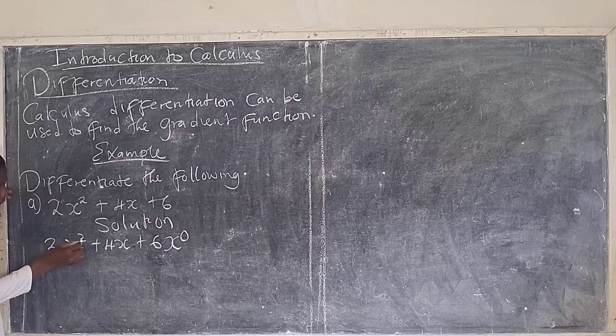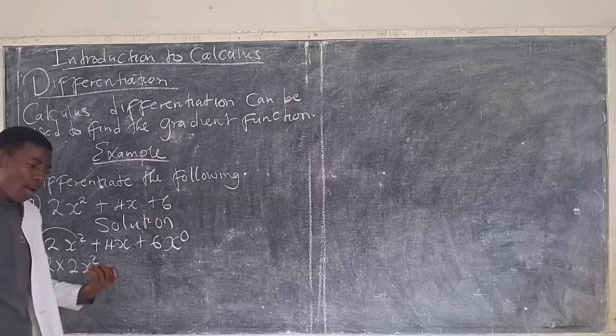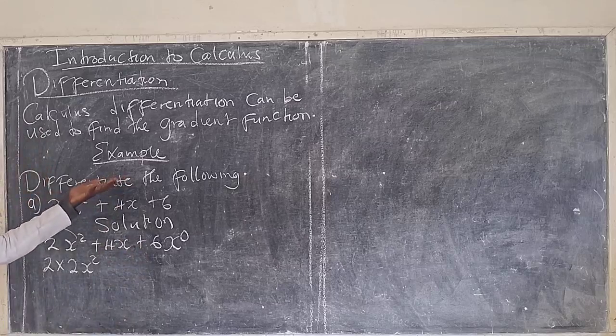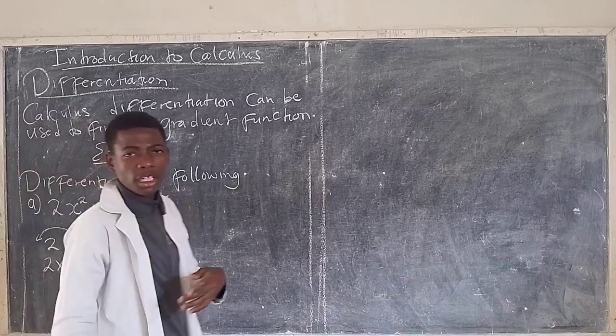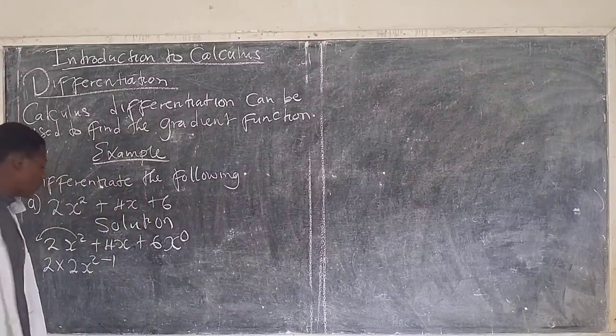We have this power, and it should multiply the coefficient. So we have 2 times the power 2 dropped, giving 2 times 2x squared. Now I have said power rule. Just remember the word differentiate, or rather the word difference, meaning we are subtracting. So we subtract 1 from the power.